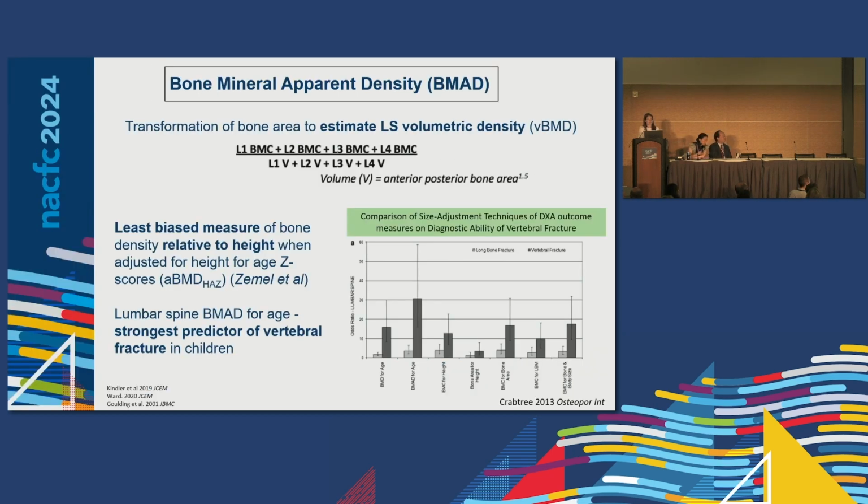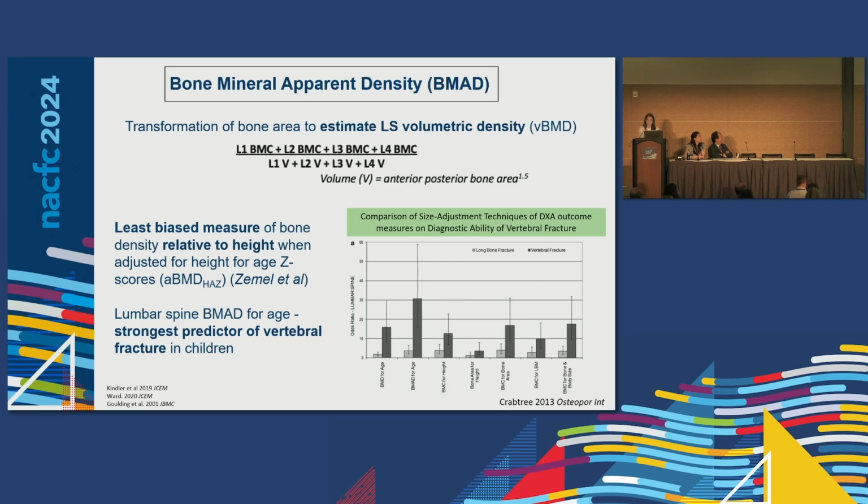The International Society of Clinical Densitometry also endorses another method of height adjustment. If we assume that vertebral bodies or bones are more cuboid or cylindrical in shape, you can use a mathematical transformation of bone area from DEXA to estimate the volumetric density, and it better approximates the bone size and depth. That's your bone mineral apparent density. We now have age, gender, and population-specific reference data, even for younger children and up. In some studies it has been considered the least biased measure of bone mineral density relative to height, even when adjusting further for height for age Z-scores.